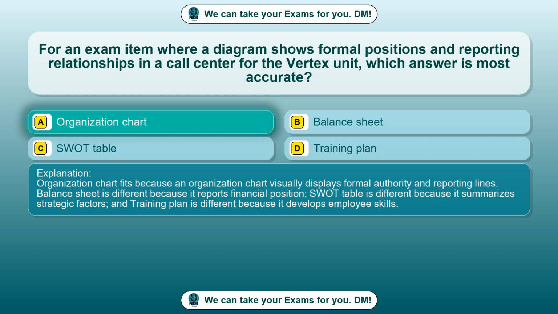Organization chart fits because an organization chart visually displays formal authority and reporting lines. Balance sheet is different because it reports financial position. SWOT table is different because it summarizes strategic factors, and training plan is different because it develops employee skills.